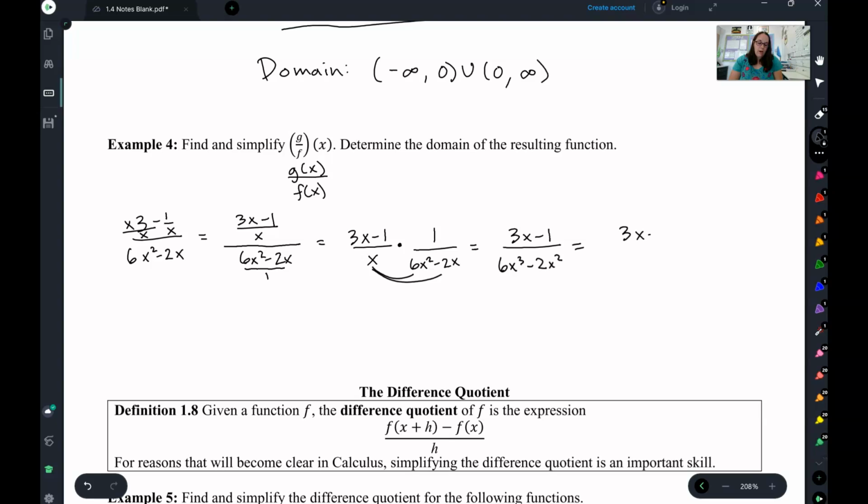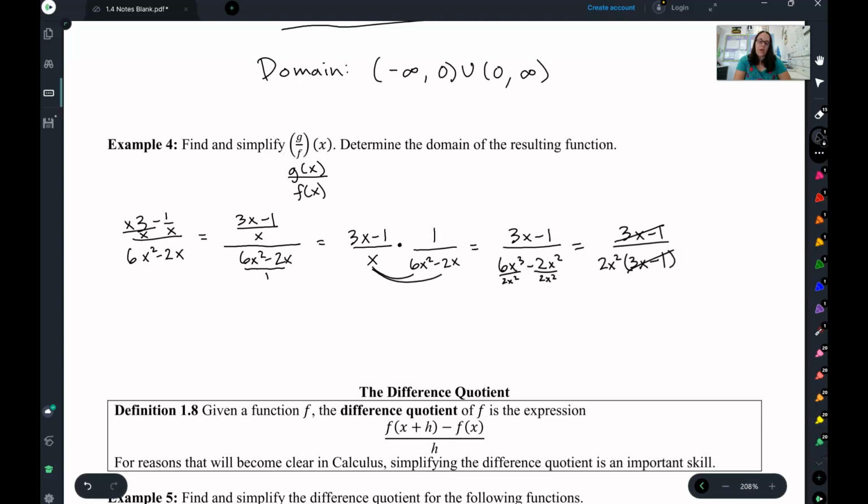Because then I notice I have a 2x squared in common here that I can take out. So I take a 2x squared out of everything. Remember, when I say take out, I really mean divide. So 6 divided by 2 leaves me with a 3. x cubed divided by x squared leaves me with an x. And 2x squared over 2x squared leaves me with a 1. Now this 3x minus 1 on top and bottom will actually cancel out.